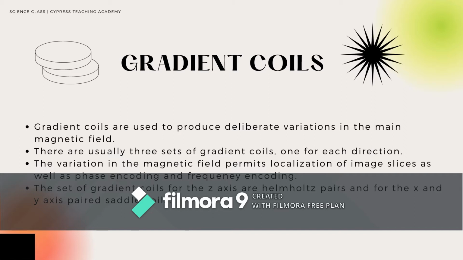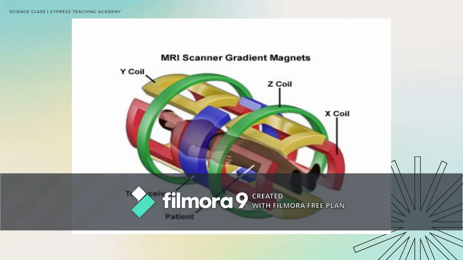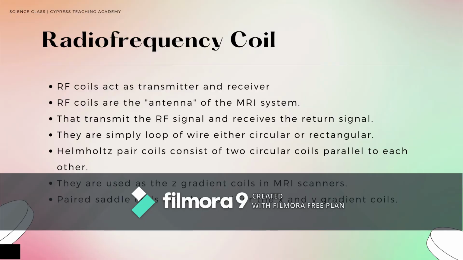Gradient coil. Gradient coils are used to produce deliberate variation in the main magnetic field. There are usually 3 sets of gradient coils, one for each direction. The variation in the magnetic field permits localization of image slices as well as phase encoding and frequency encoding. The set of gradient coils for the z-axis are Helmholtz pairs, and for the x and y-axis are saddle coils.